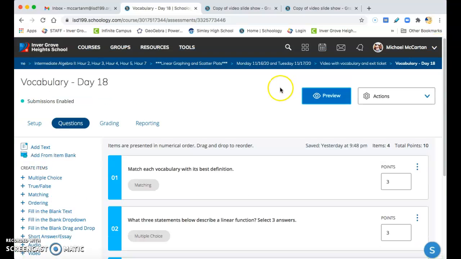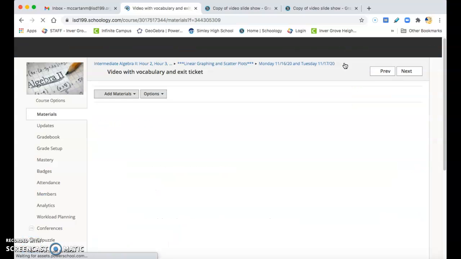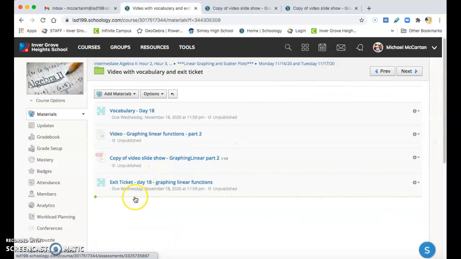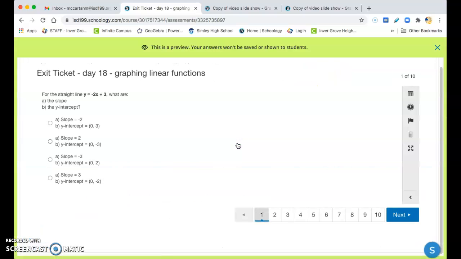All right, guys, let's take a look at the other puzzle piece. It's the exit ticket right here, okay? All right, question 1. Here's a straight line. y equals negative 2x plus 3. What's the slope? What's the y-intercept?